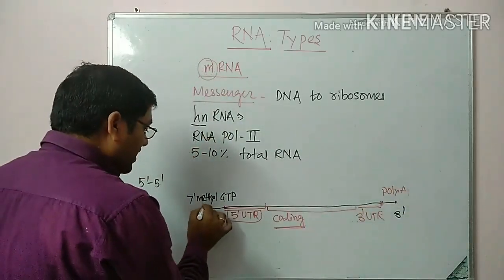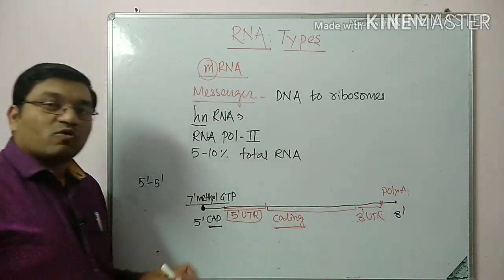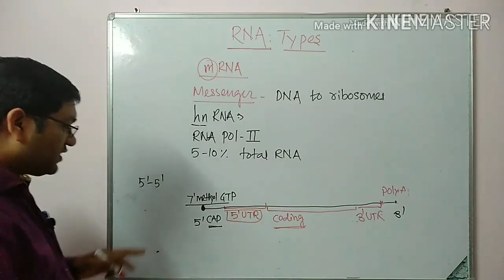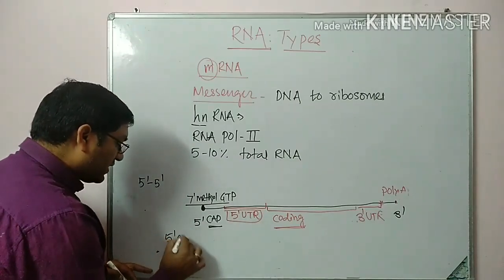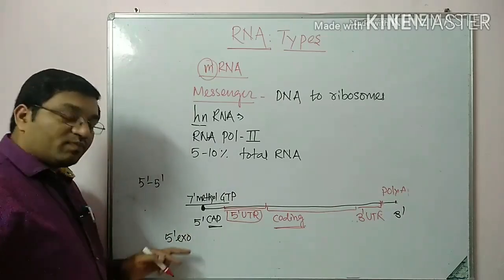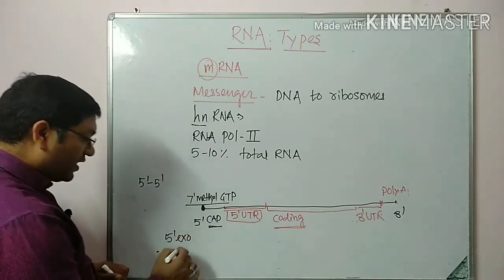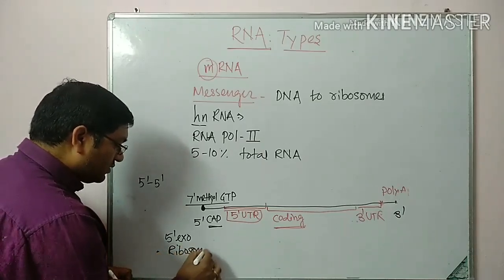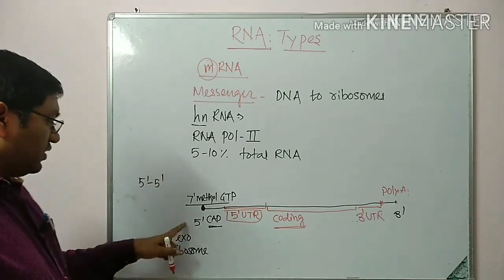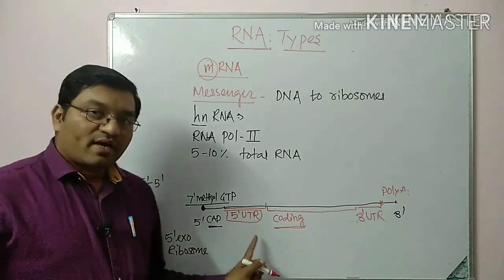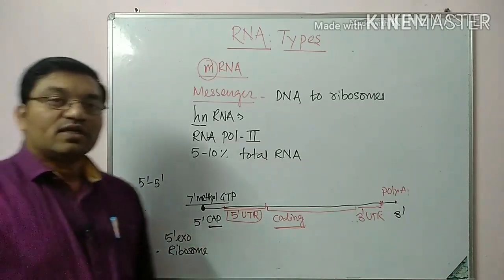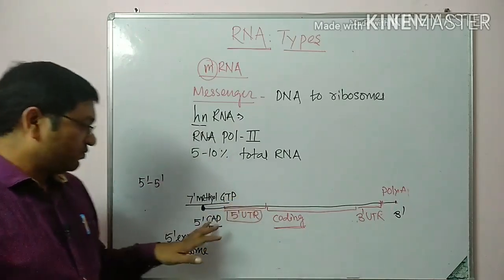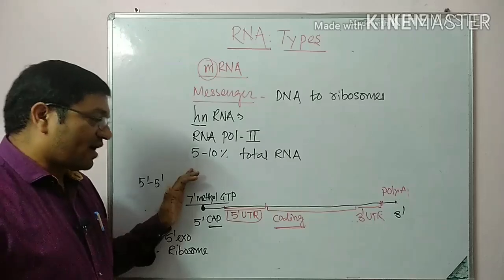This 5 prime cap of 7-methyl guanosine triphosphate prevents the 5 prime exonuclease attack. Second, it promotes the binding of mRNA to the ribosomes, ribosomal binding, and it gives stability to mRNA, and it is important in the transfer of this mRNA from nucleus to cytoplasm. So these are the important functions of this cap.